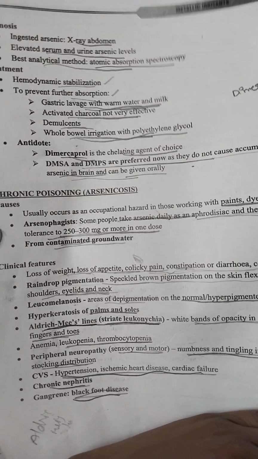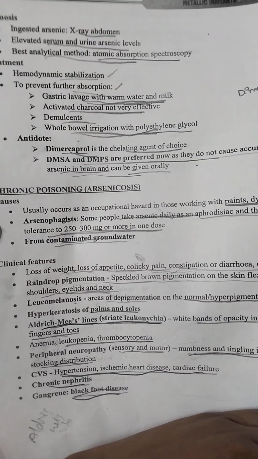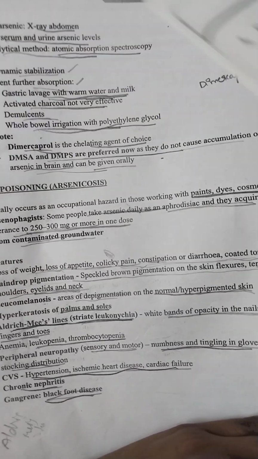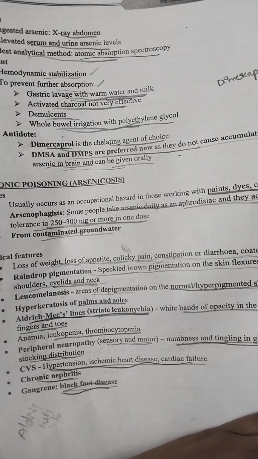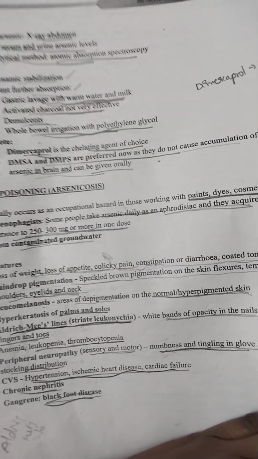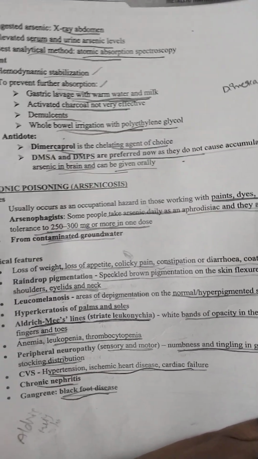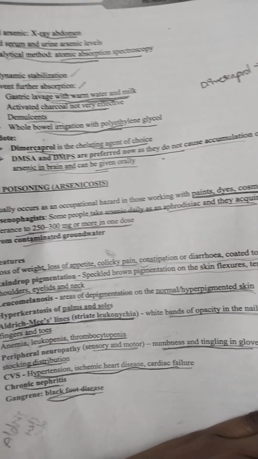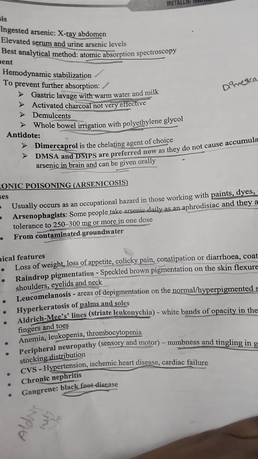Chronic poisoning is also known as arsenicosis. It usually occurs as an occupational hazard in those working with paints, dyes, cosmetics. Arsenophagy means some people take arsenic daily as an aphrodisiac for increasing sexual pleasure. So they acquire some tolerance to 250 to 300 mg or more in one dose. They are known as arsenophagists.